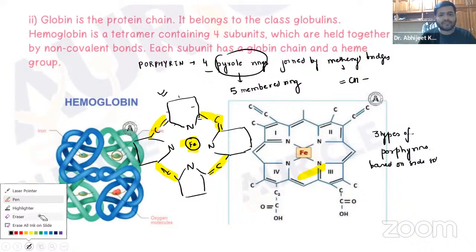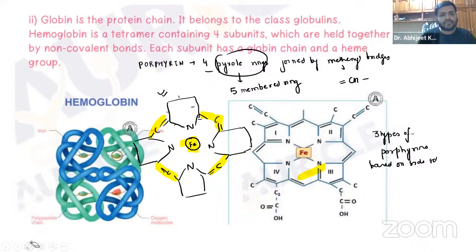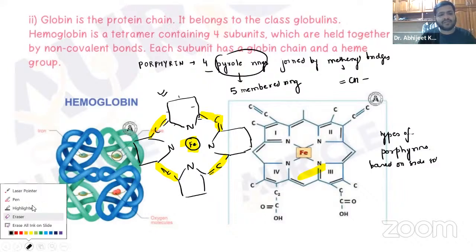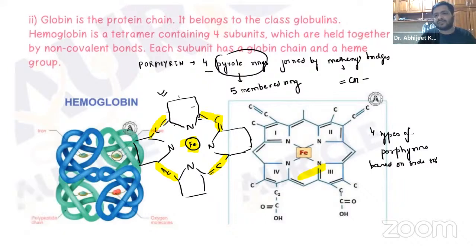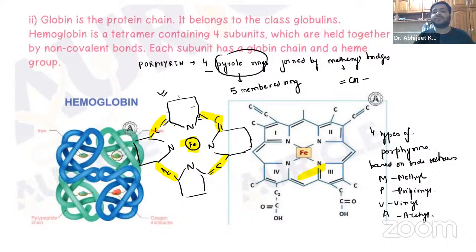Sorry, yeah, they will be 4 types based on side chains, right? And remember, they are MPVA. Now, when I say M, it is methyl, propionyl, vinyl, and acetyl, right? So we have 4 types of porphyrins based on the side chains, and these are MPVA.